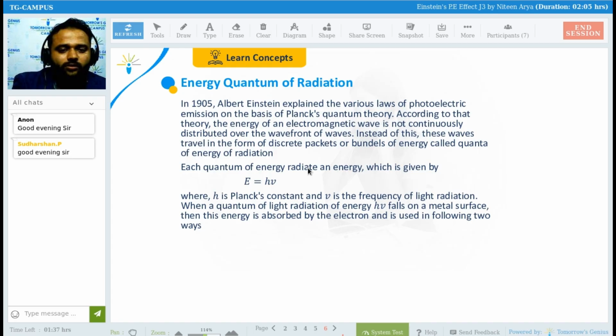Okay. Now on this particular head, this is just theory. In 1905, Albert Einstein explained the various laws of photoelectric emission on the basis of Planck's quantum theory. Okay, what is Planck's quantum theory?